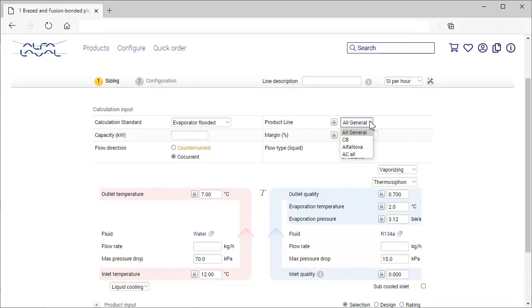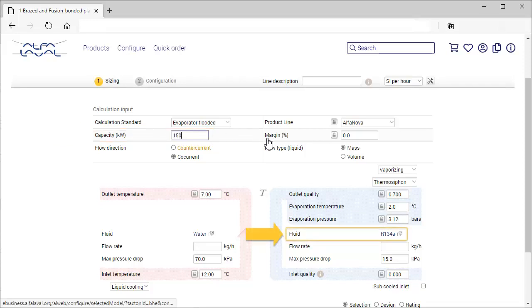Let's make an example with ammonia, since this is the most commonly used refrigerant for a flooded evaporator. Start by selecting the Alpha Nova product line. The flow direction is already set to co-current in order to boost the evaporating process at the inlet. Enter a capacity of 150 kilowatt. Change the fluid on the cold side to ammonia.